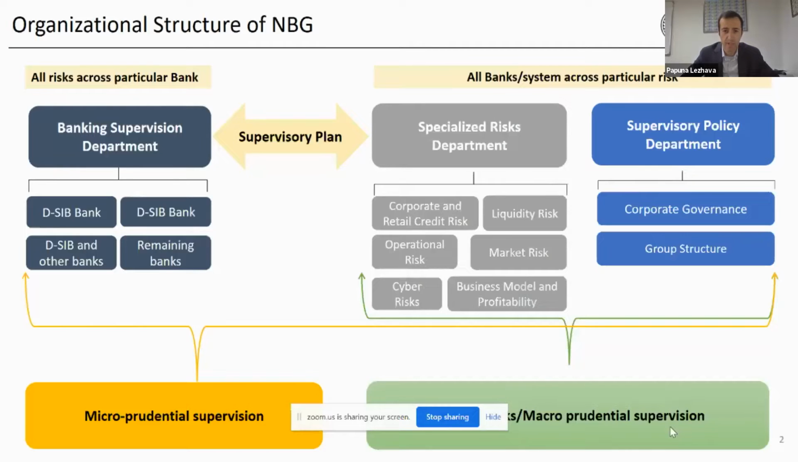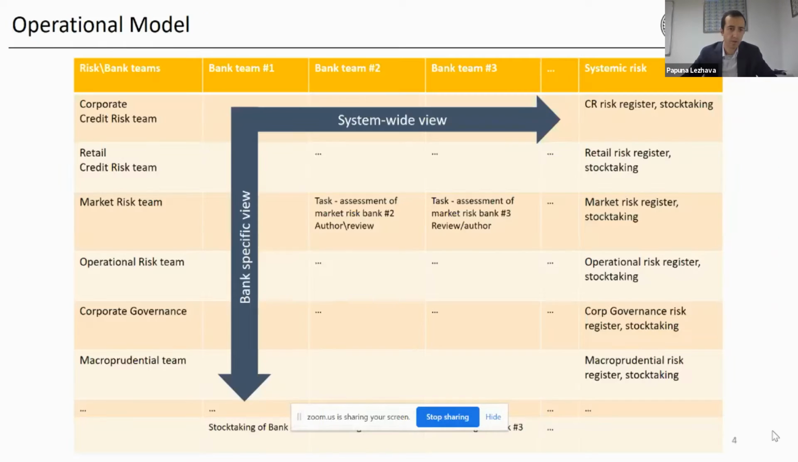Under the specialized risks department, we have risk specializations in several different divisions and groups. These are corporate and retail credit risk, liquidity risk, operational risk, market risk, cyber risk, and business model and profitability. And under the supervisory policy, we also have corporate governance and group structure risk assessment. So on the left-hand side, you see all the risks that we are looking at: corporate credit risk, retail, market risk, and so on.